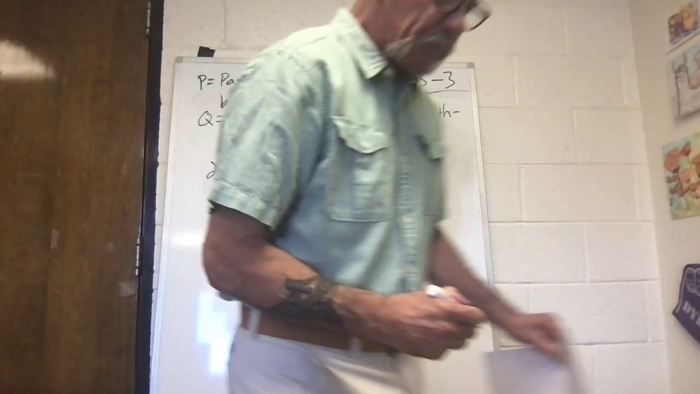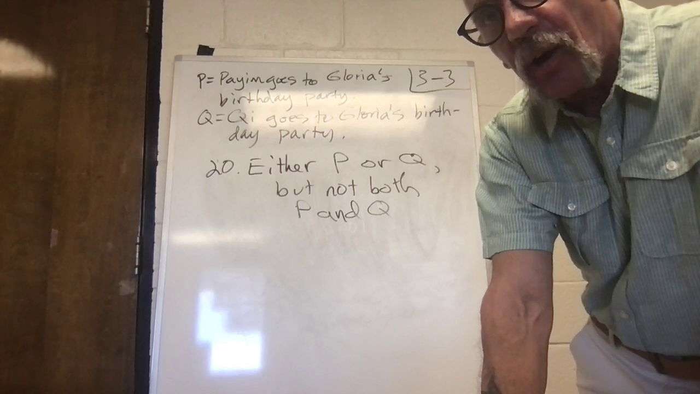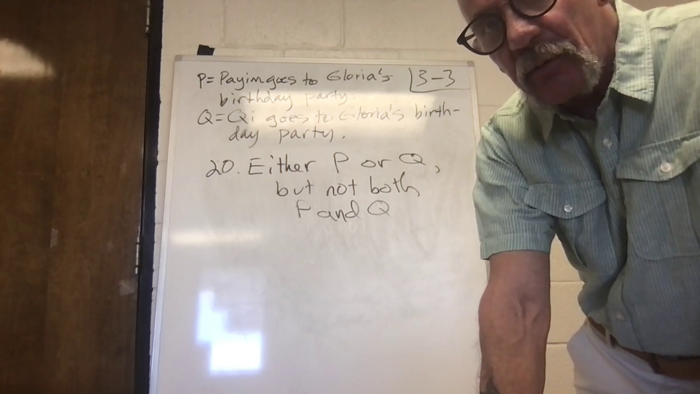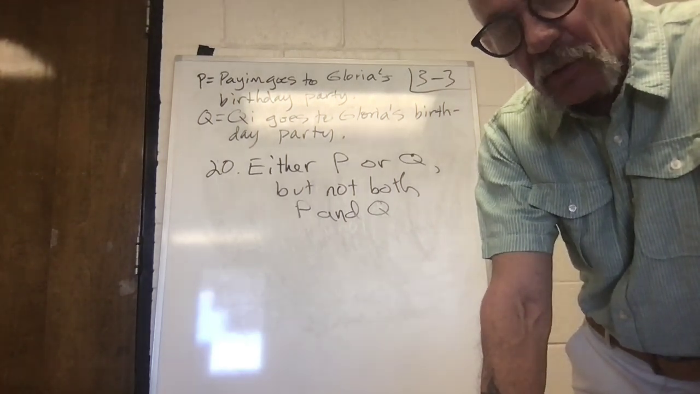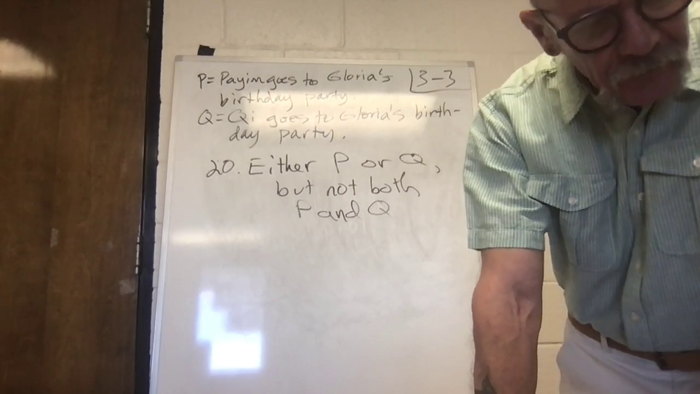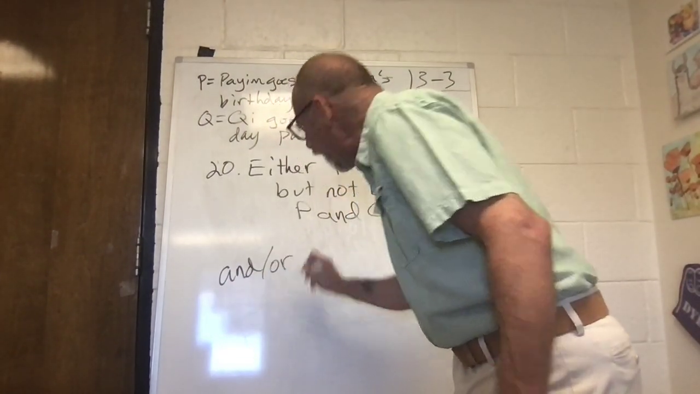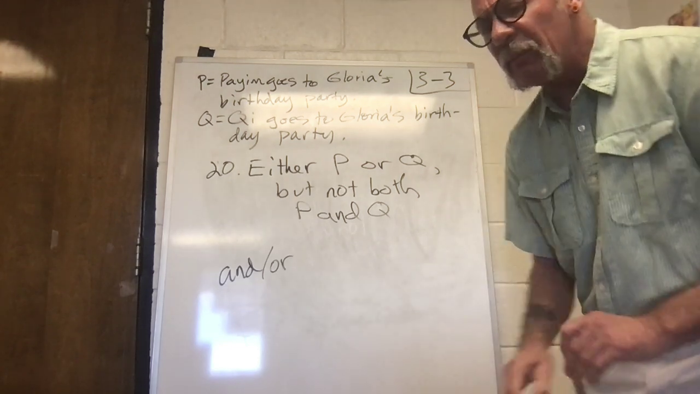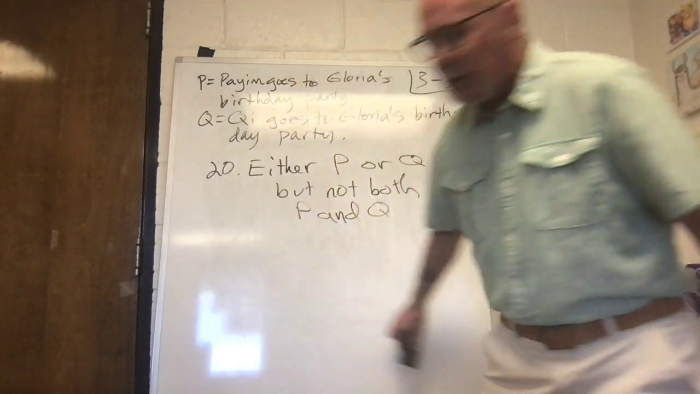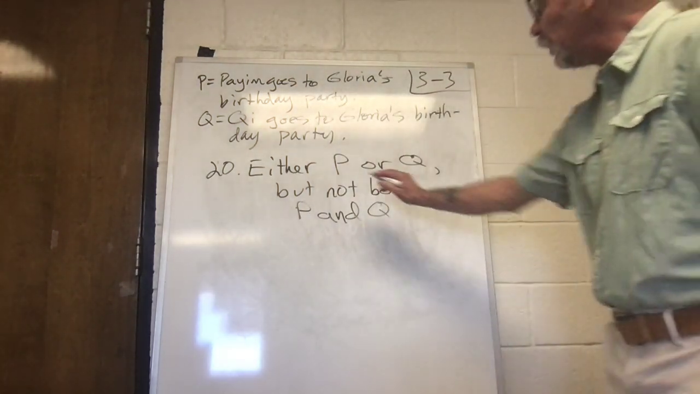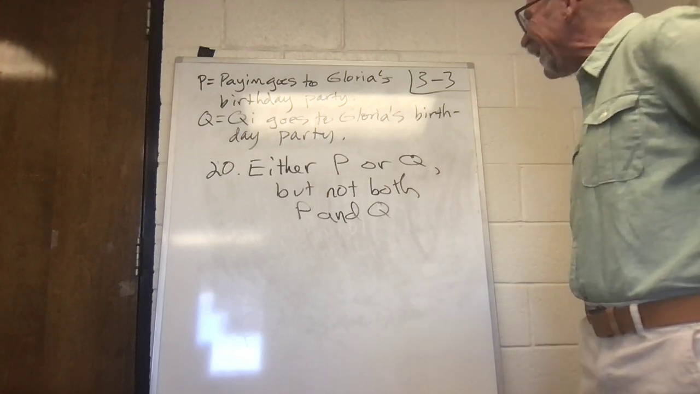Here we have a way in English of specifying that we are using the word or exclusively. I went over in the reading for you the difference between the inclusive use of the word or and the exclusive use of the word or. Inclusive or, if we were making it clear we meant or inclusively, we might say and/or. That's a common way of making clear that or is meant inclusively. But not both, together with either or, is a common way of making clear that or is meant exclusively.